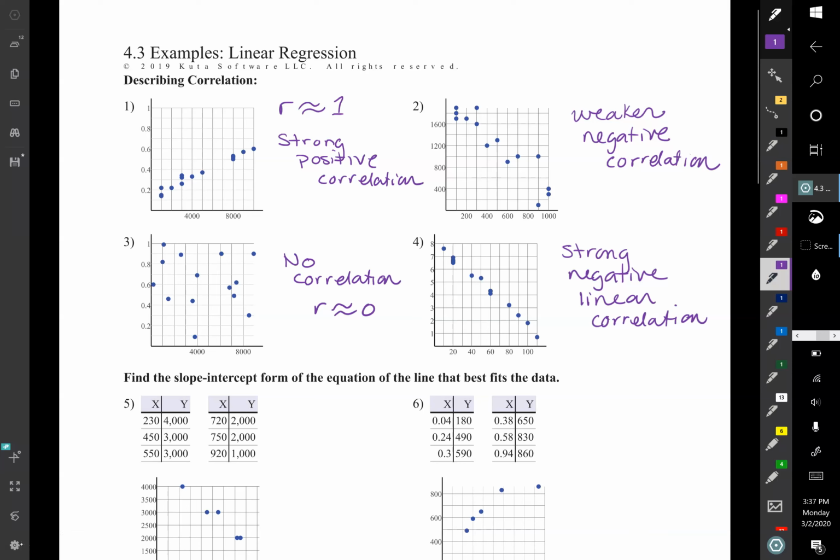Correlation is when two things go together. It doesn't necessarily mean causation. For example, you might have increased ice cream sales in warm weather. Maybe we can't prove that the warm weather is causing it, but there's a correlation. When the weather gets warmer, they sell more ice cream and things like that.